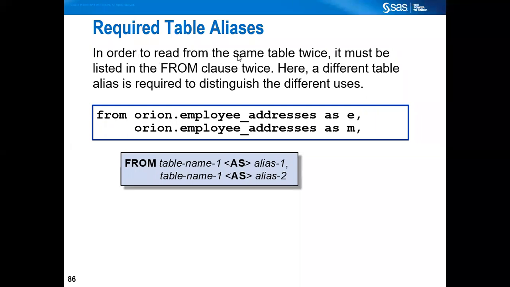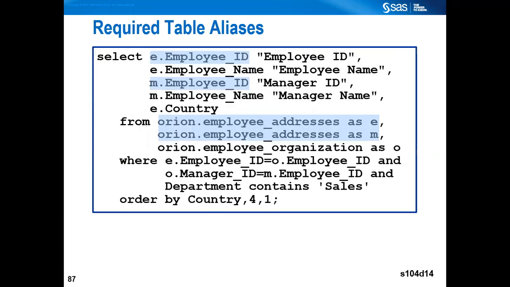So in order to read from the same table twice, it must be listed in your from clause twice. Therefore, a different table alias is required to distinguish between their different table and its uses. All right, agreed with this? Yes. Okay, so we are going step by step. So now let's see your query.